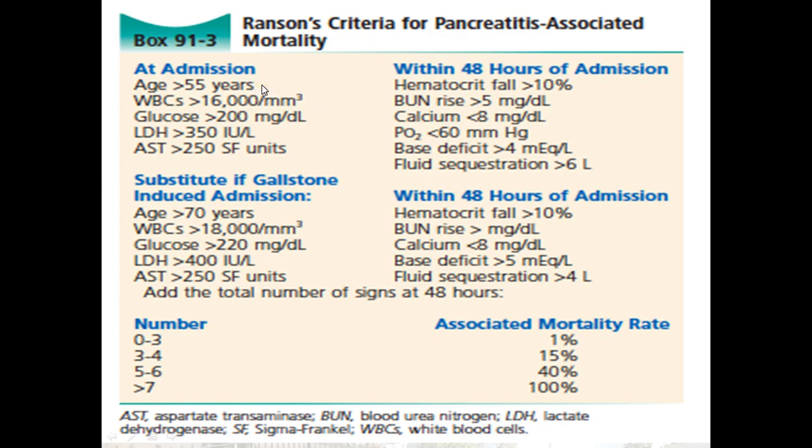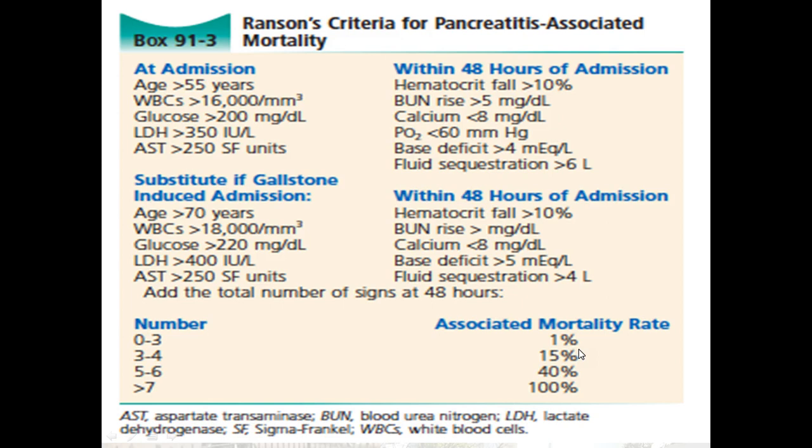Each carries one point. Like a patient who is more than 55 years of age presents with severe abdominal pain and his glucose level is more than 200, and suppose his AST level is more than 250. It means this patient will carry 3 points. You can see here a scale given with the numbers. The calculated number for this patient was 3. So 0 to 3, the associated mortality rate is 1%. It means it's a mild acute pancreatitis, and there are fewer chances of death of the patient.